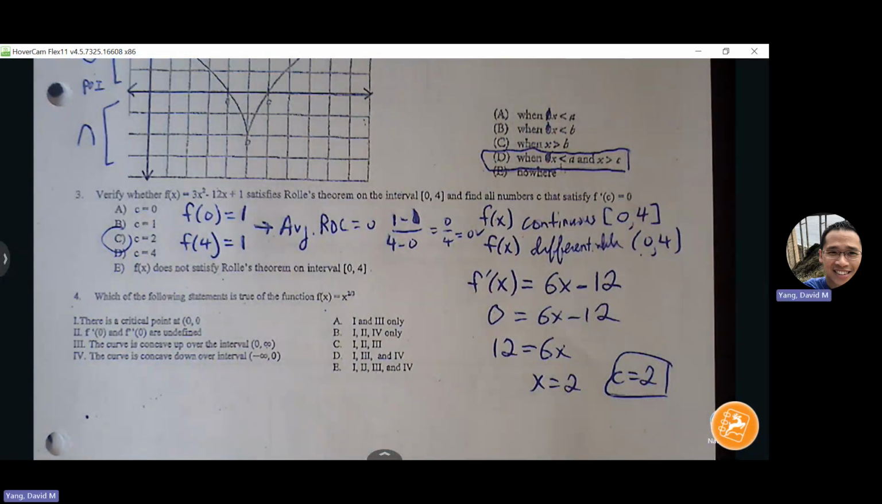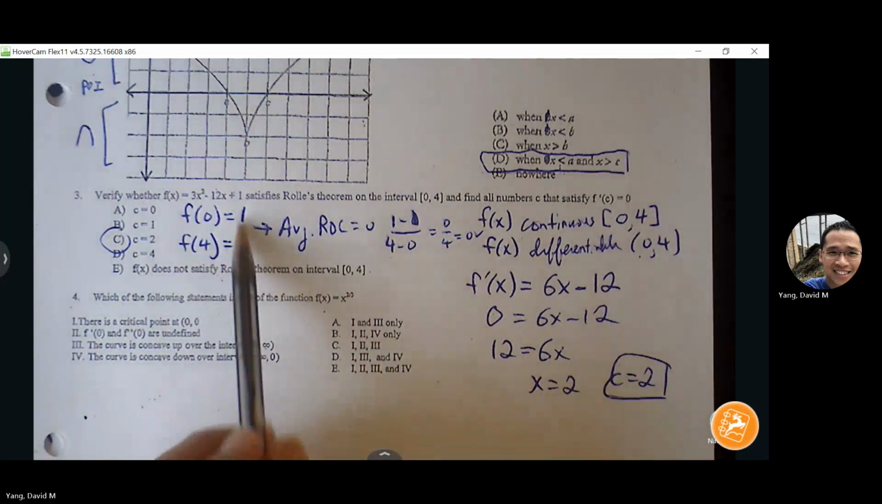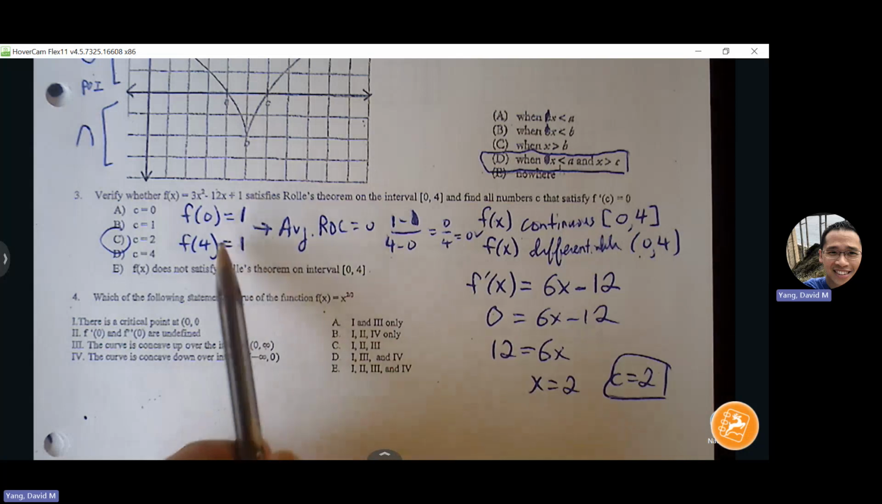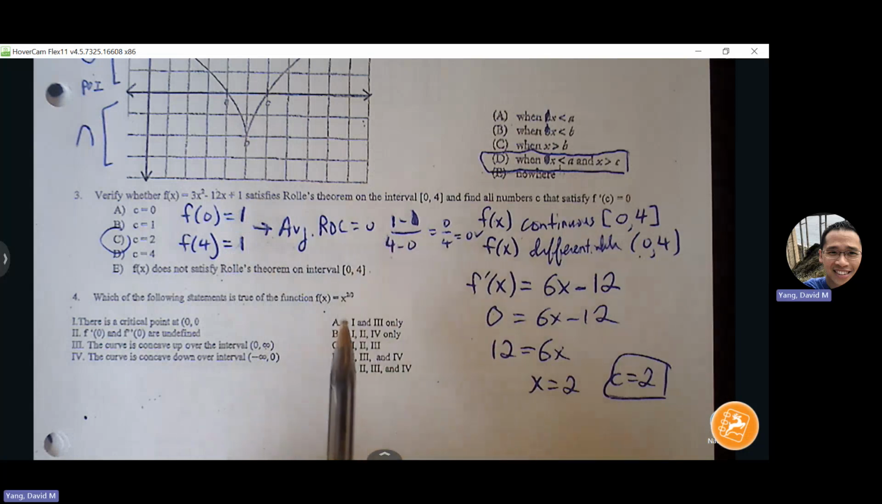Okay, let's skip to the next page here. Let's see if we can identify what theorem this one is. Why did you write 1 minus 1 over 4 minus 0? Oh, just to show that the slope between the endpoints is 0. Because I don't want students to set their f prime equal to 1. I want them to set it equal to 0. The y values go on top, right? Change in y over change in x, slope.